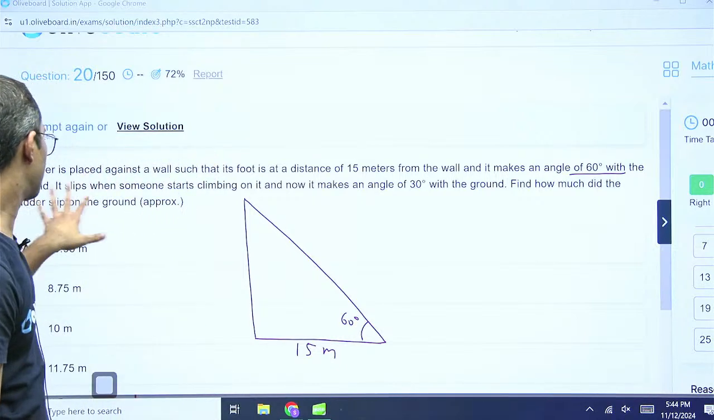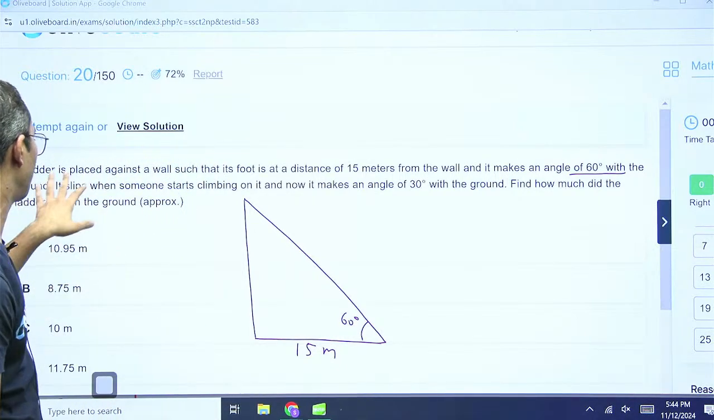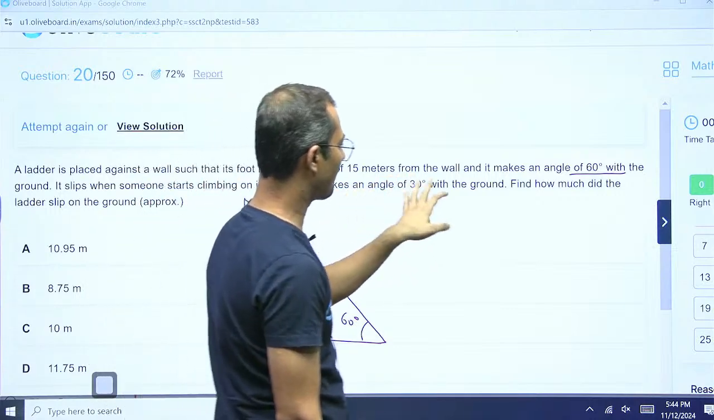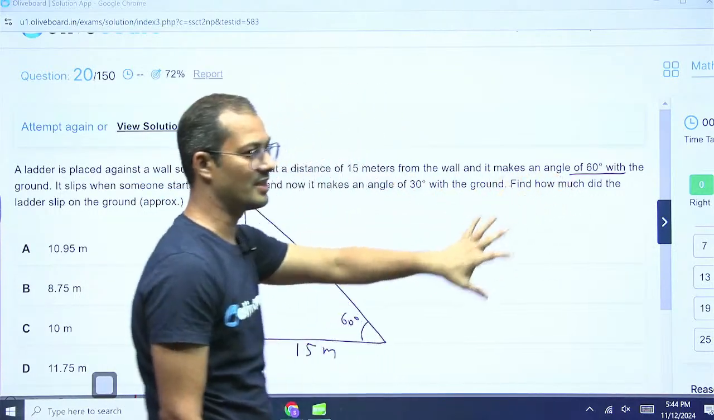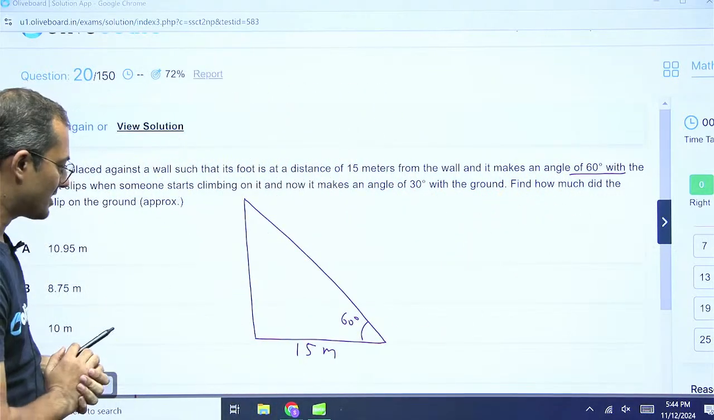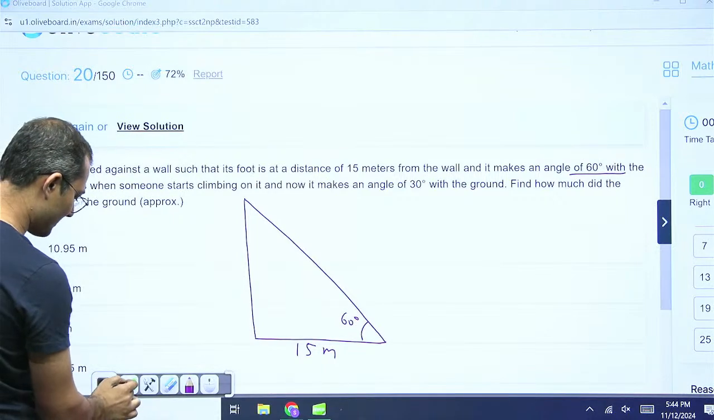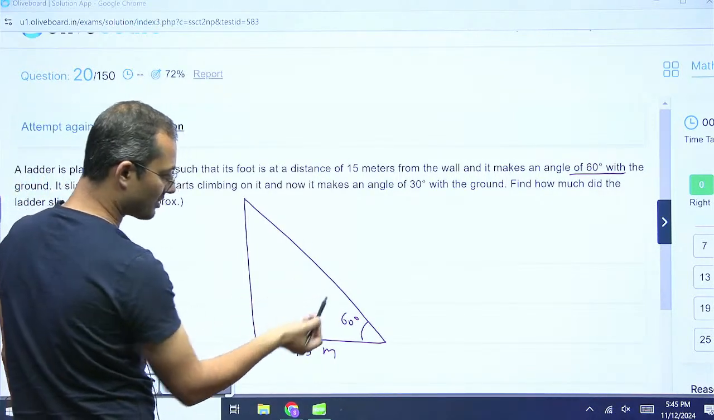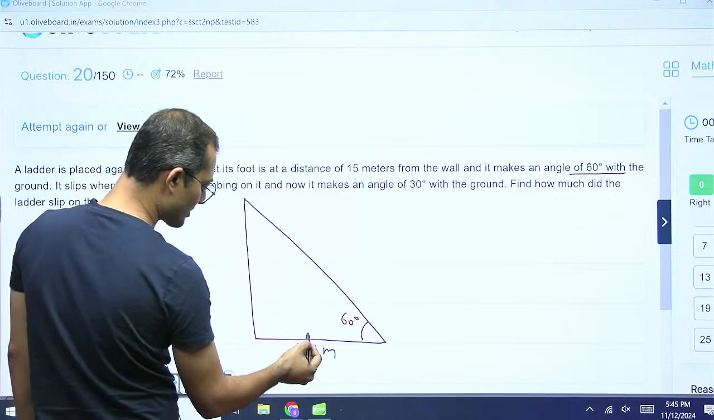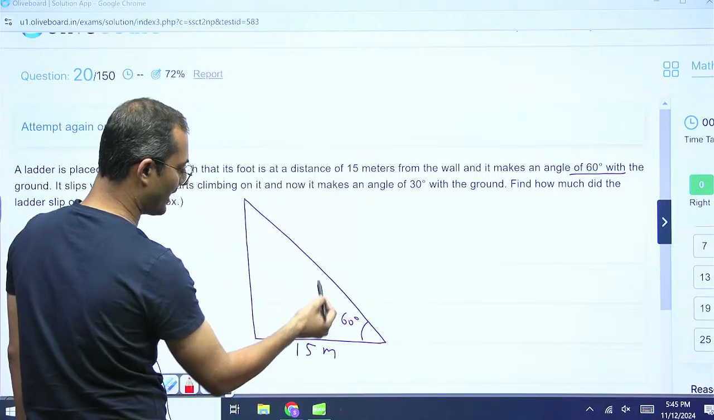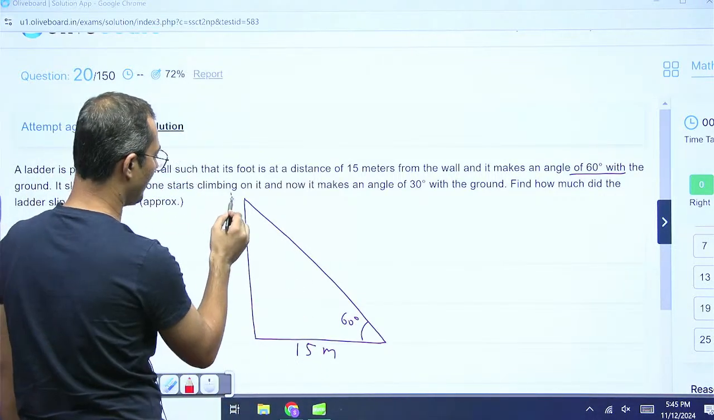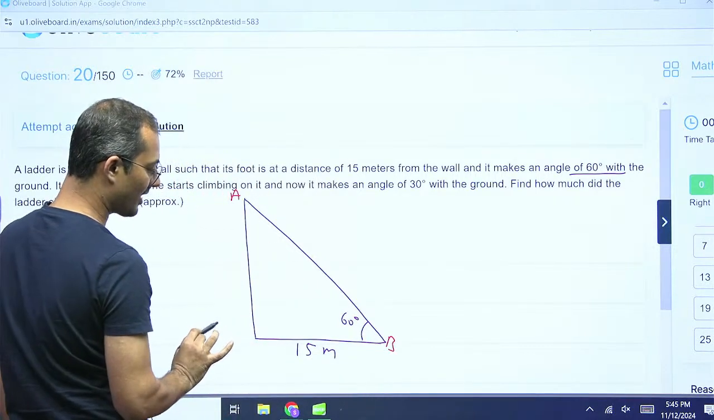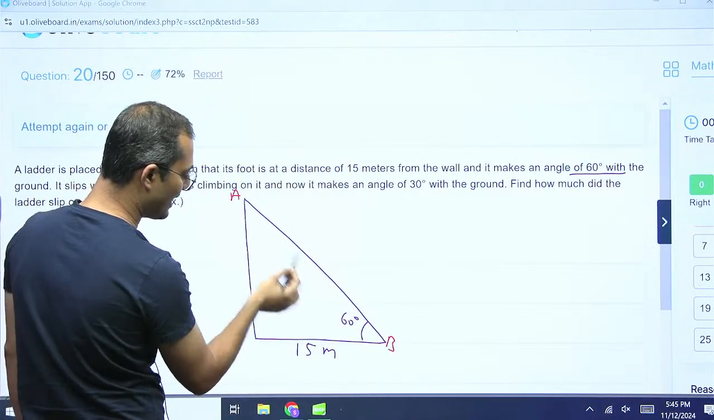Read the question, the first line only. The ladder is placed against the wall, the foot at a distance of 15 meters from the wall. It makes an angle of 60 degrees. So we can say, what is the length of the ladder? So we can use base and hypotenuse, right? If AB is the ladder, now tell me what is the length of AB.